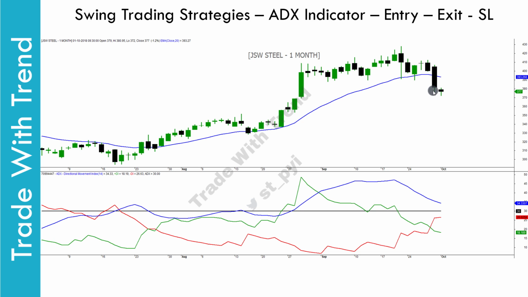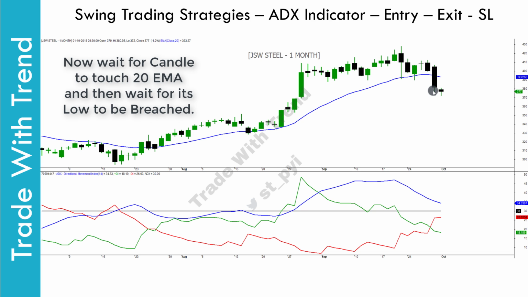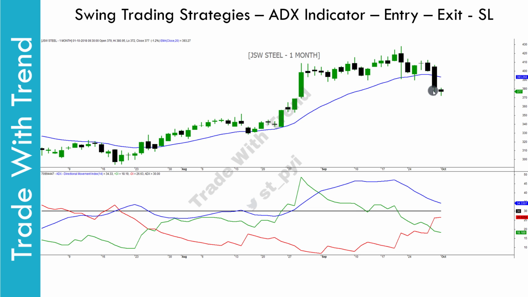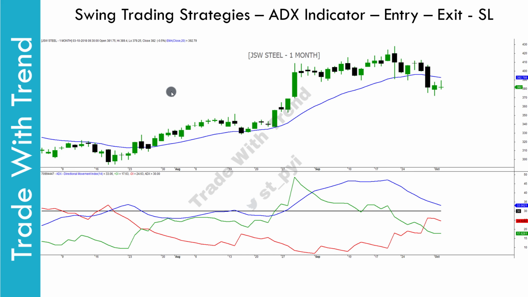Now, based on the entry method that we discussed, we will wait for a candle's high to touch the 20 exponential moving average and will then wait for the low of this candle to be breached. I hope this particular point is clear as well. Stop loss again would be the recent swing high. So in this chart, we see that the second day gets completed with price below the 20 exponential moving average.